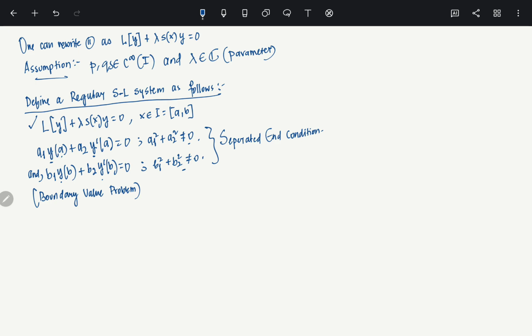Two conditions are there, and we'll call it a regular Sturm-Liouville boundary value problem essentially, but you can also call it a regular Sturm-Liouville system. Is it okay? So first of all, what we do is, we want to find a solution of this equation. Okay, solution of this equation.